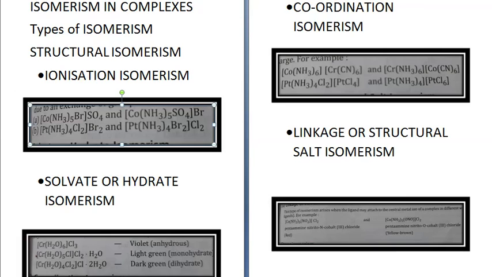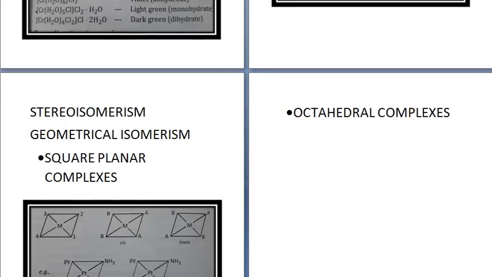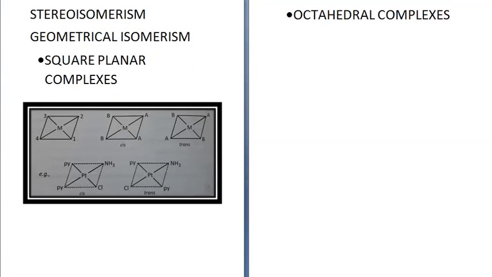Next type of isomerism is stereoisomerism. Stereoisomerism is isomerism in which different atoms or groups of atoms occupy different spatial positions around the central metal atom. It is of two types. First is geometrical isomerism. This is due to the ligands occupying different positions around the central metal atom or ion. When ligands occupy adjacent positions, they are termed as cis form because they are closer to one another. And when they occupy opposite positions, they are termed as trans form.